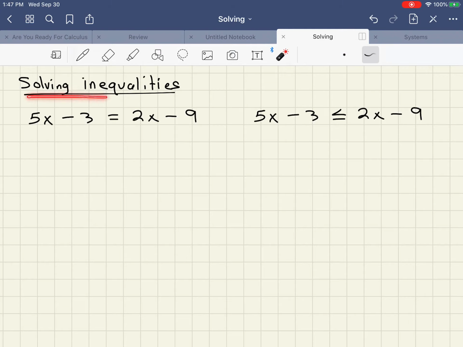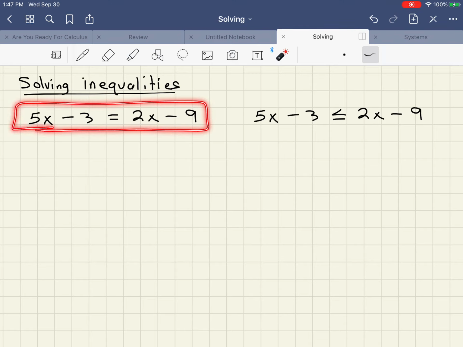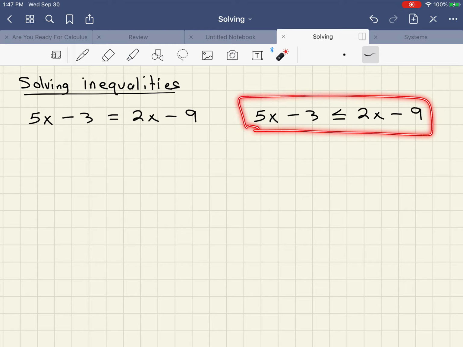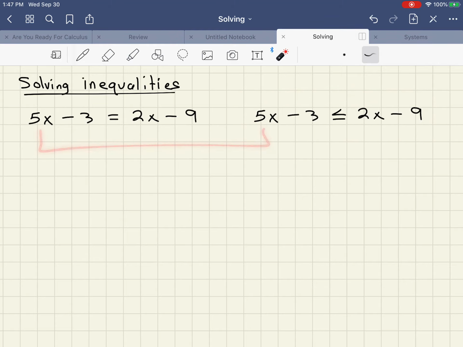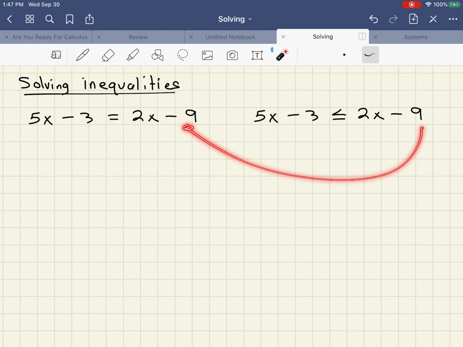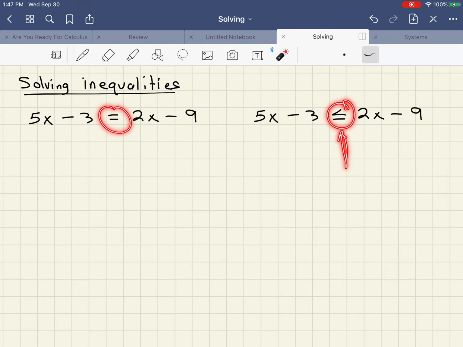This is a video on solving inequalities. Now you can see that I have this equation here. It has variables on both sides, and I know it's an equation because it has an equal sign. Here I have almost the exact same thing, right? There's a 5x in both, there's a minus 3 in both, there's a 2x, and there's also a minus 9. The only difference is the symbol in between.